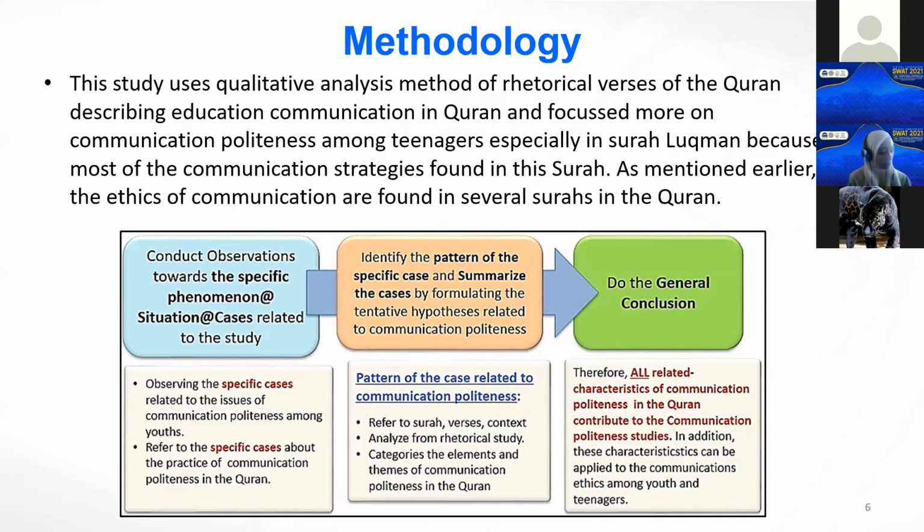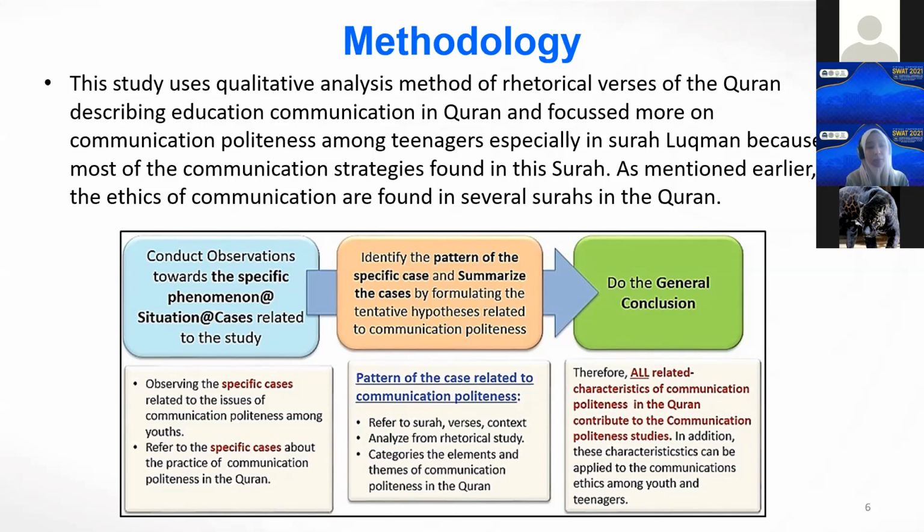On the methodology here, first, we conduct the observation towards the specific phenomena, situations or cases related to the study, observing the specific cases related to the issues of communication politeness among youth, referring to the specific cases about the practice of communication politeness in the Quran.